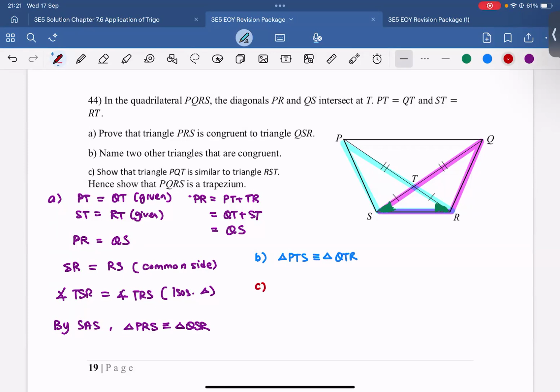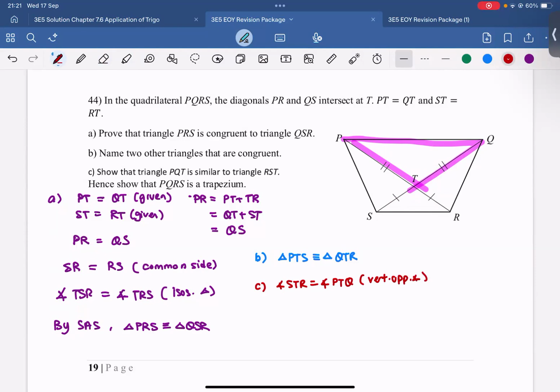Show that PQT is similar to RST. So how? Vertically opposite angles. Angle STR equals angle PTQ. Reason: vertically opposite angles. And then next.